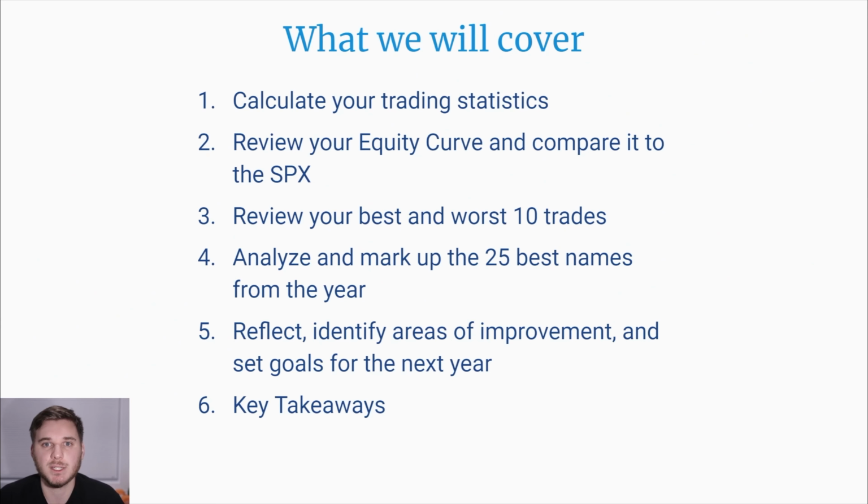So here's what we'll cover in today's video, and I've broken down your post-analysis review into 5 different steps. Step number 1, you want to calculate your trading statistics, so your batting average, your average gain, average loss. Step number 2, you want to review your equity curve and compare it to the S&P 500. Step number 3, you want to review your best and worst 10 trades. Step number 4, very similar to that, analyze and mark up the 25 best names from that year. And step number 5, lastly, reflect, identify areas of improvement, and set goals for the upcoming year. We'll go through all of these different components in depth in this video. And step number 6, we'll talk about the key takeaways that you should really remember about your post-analysis routine.